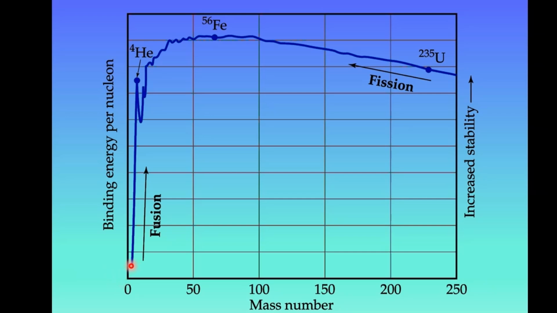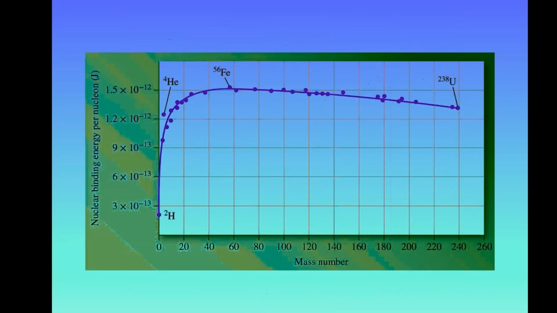Here are some lighter elements, and there's this word called fusion here. Here's a heavy element, and we see the word fission and increased stability. So a heavier element can move towards a lighter, and a lighter element can move to a heavier. I didn't like that graph because we didn't have binding energy per nucleon.